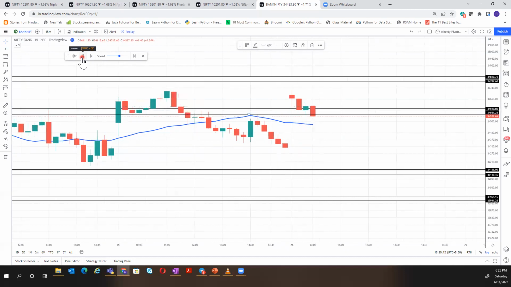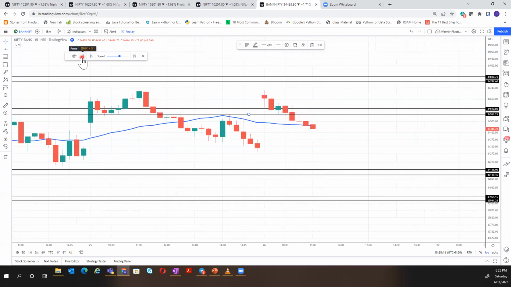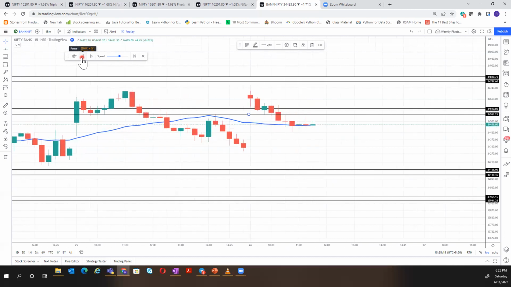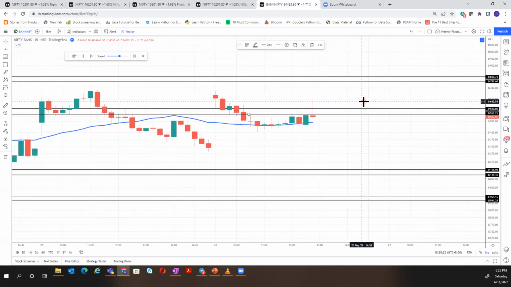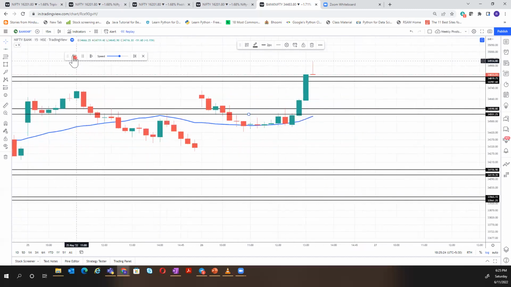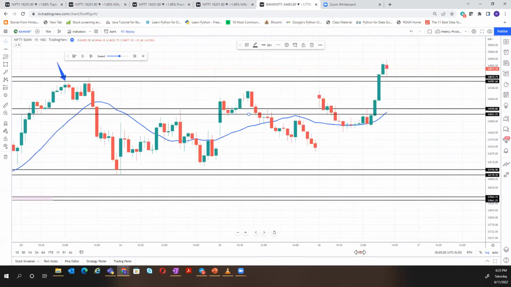Watch this one. Let's see if it's going to break. Yes, it broke. Now this area is violated. Now just watch. We are going to watch completely. All right. Now this was the previous supply area. Supply area is removed. Now this is removed.